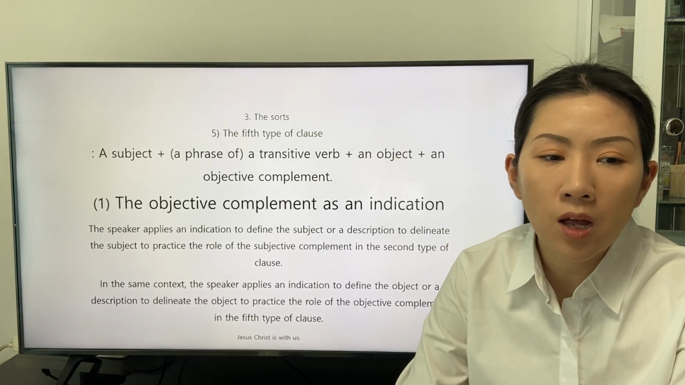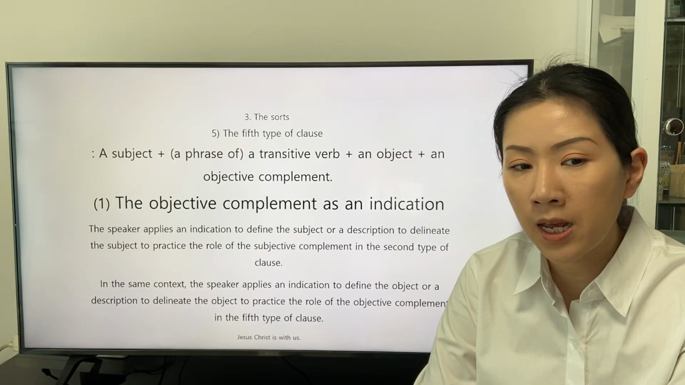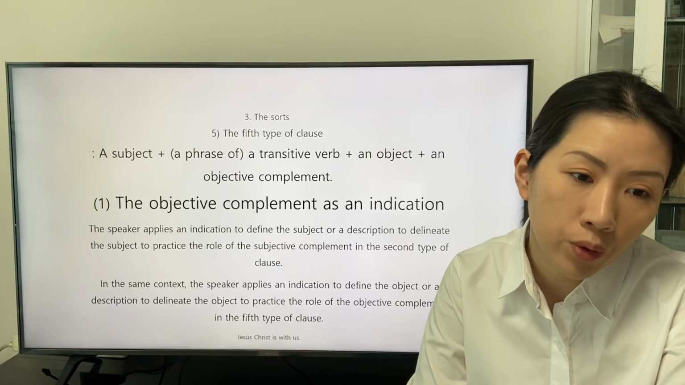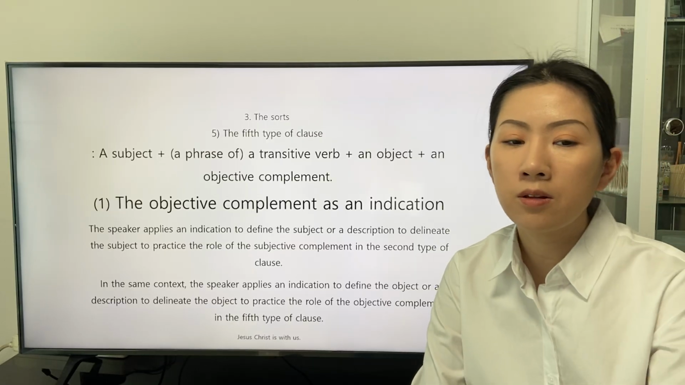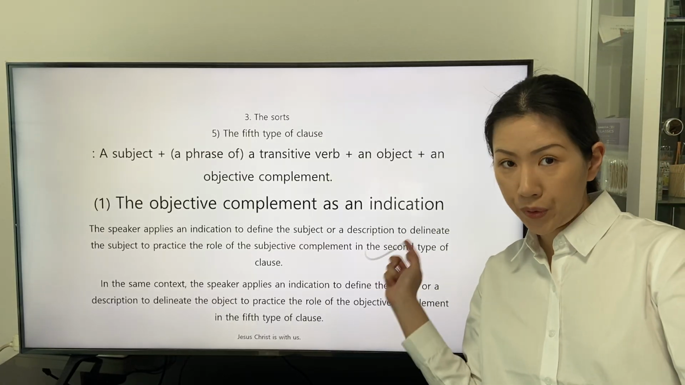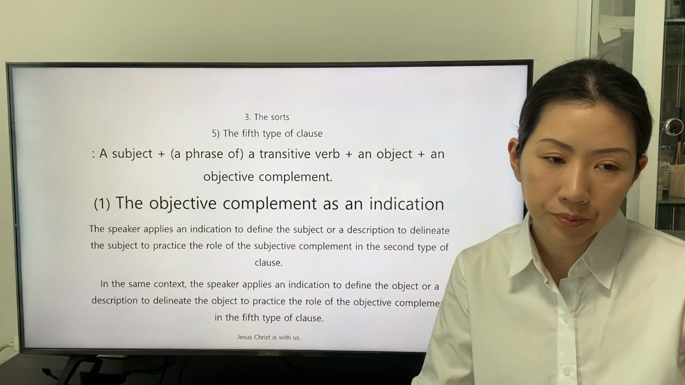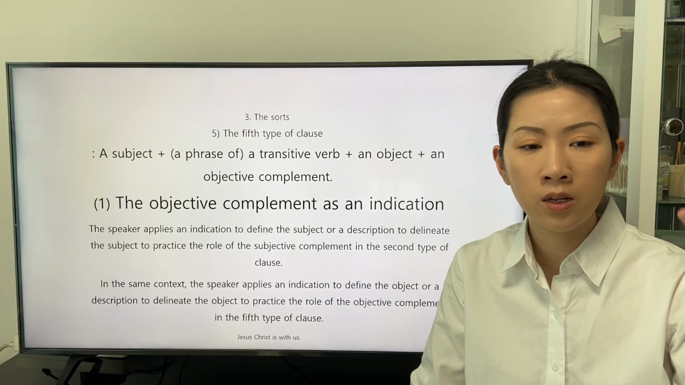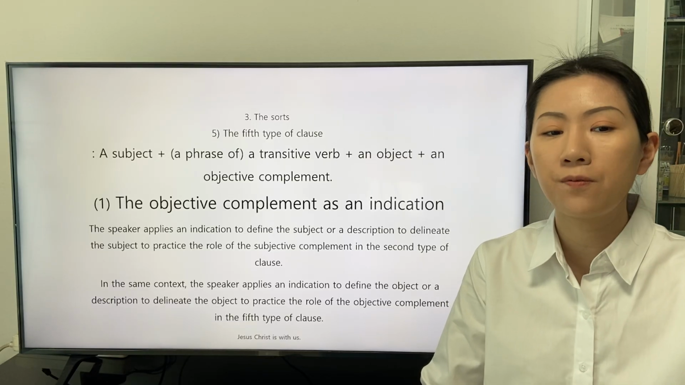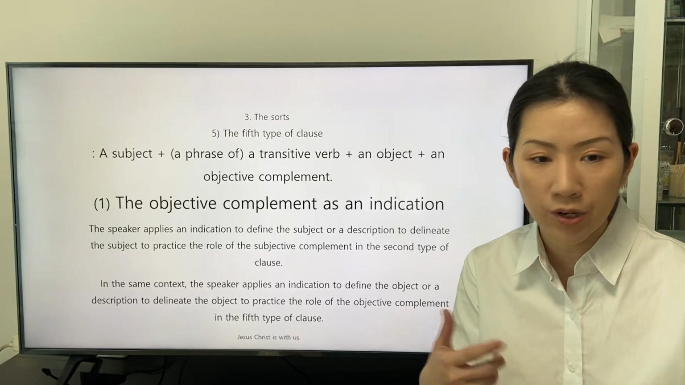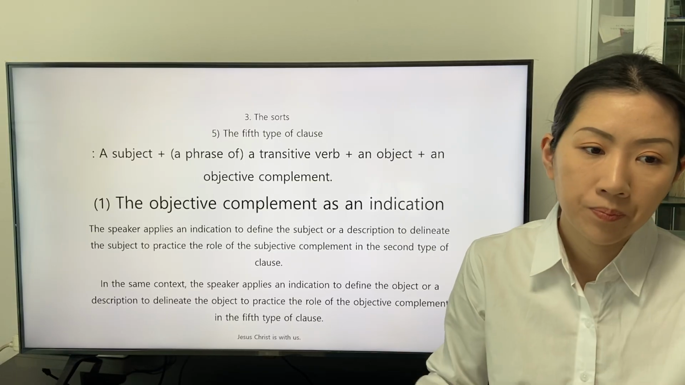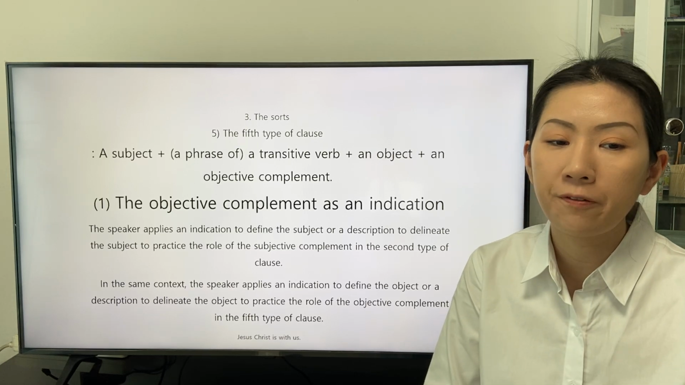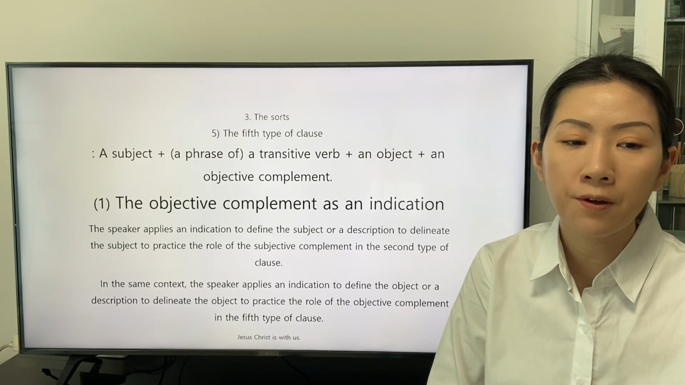The speaker applies an indication to define the subject or a description to delineate the subject to practice the role of the subjective complement in the 2nd type of clause. This is a review of the subjective complement. In the same context, the speaker applies an indication to define the object or a description to delineate the object to practice the role of the objective complement in the 5th type of clause.